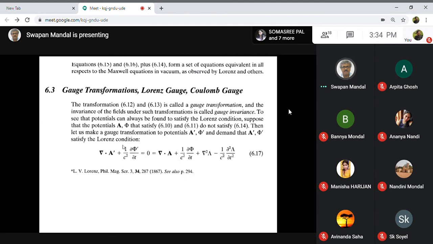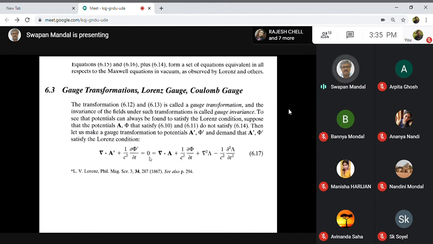Suppose I demand that the Lorentz condition is obeyed in the new coordinate system, because you know that a coordinate transformation does not make new physics. So the Lorentz condition should hold in the new coordinate as well: divergence of A prime plus 1 by c square del phi prime del t equals 0.